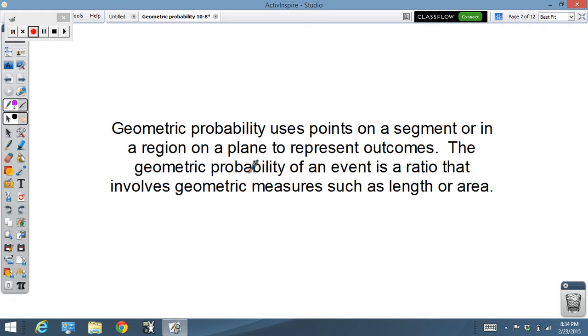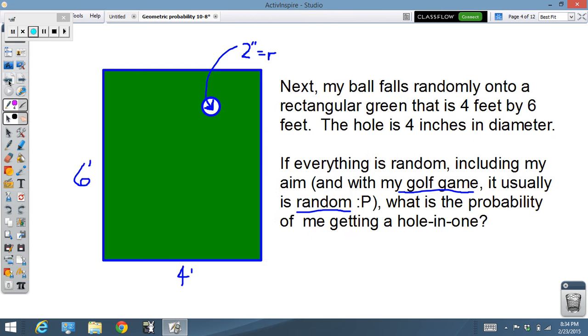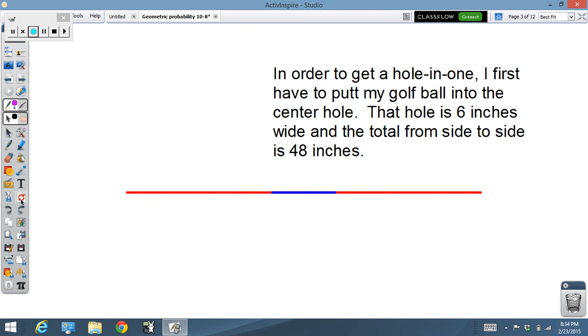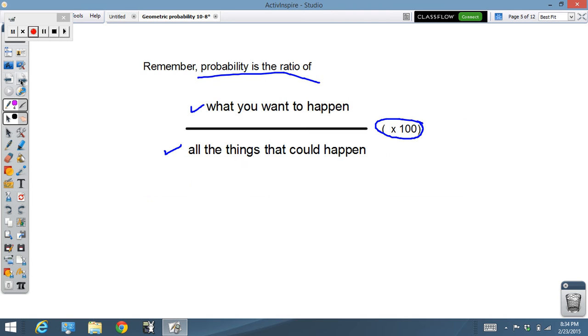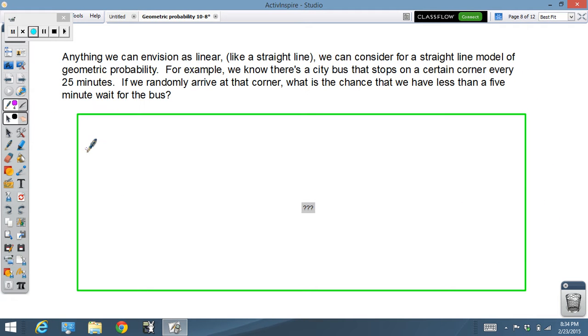Okay, so geometric probability uses points on segments or in a region on a plane to represent outcomes. Okay, the geometric probability of an event is a ratio that involves geometric measures such as length or area. So that first part of the problem, this one, involved a length. And we can use that kind of thing for anything that's linear, anything that moves in a straight line. All right? So it could be 6 inches out of 48 inches if we're putting a ball randomly, or we can consider a straight line model for any number of things.